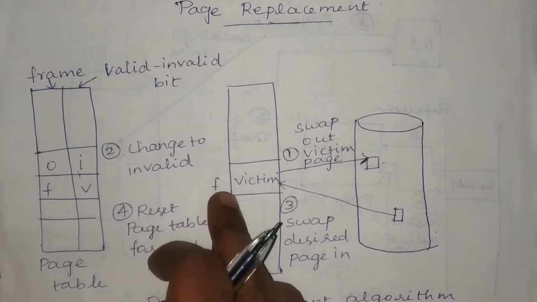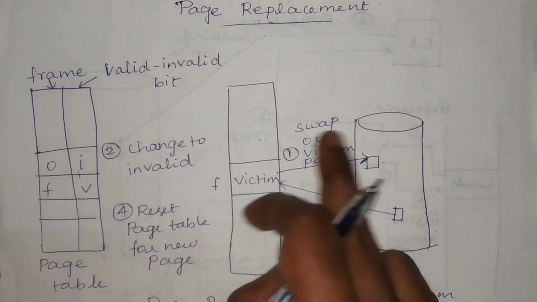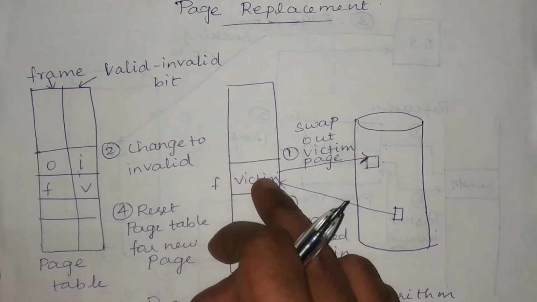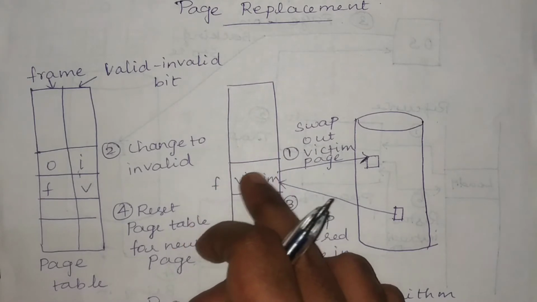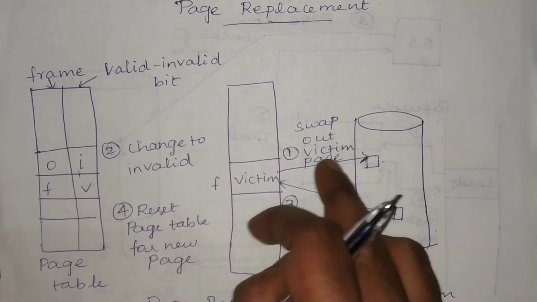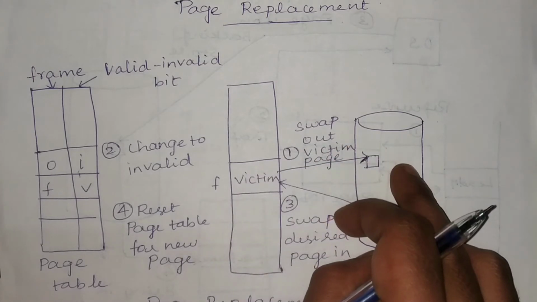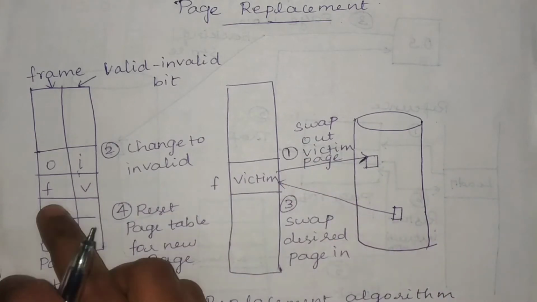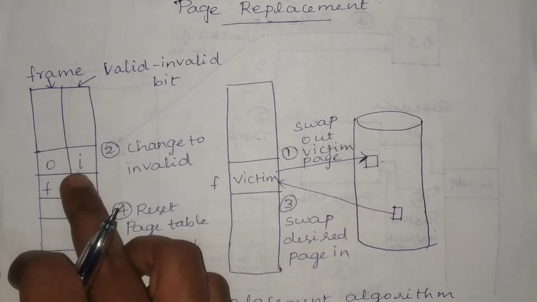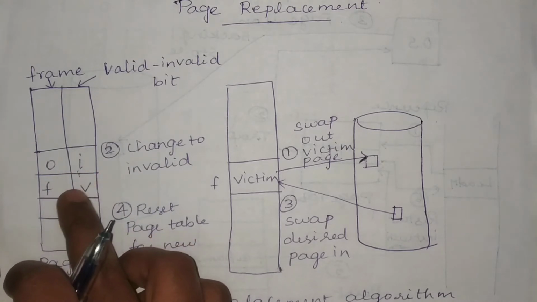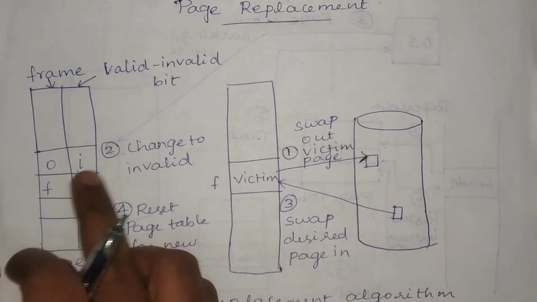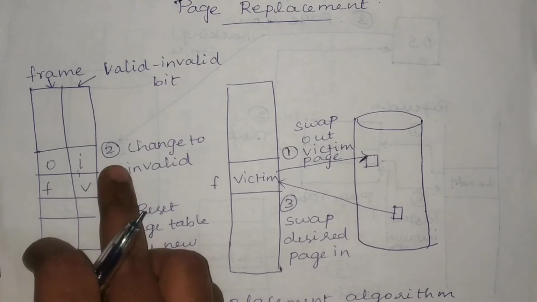Suppose the page is not available, then we go for the swap out operation. Swap out means one of the pages should be selected for replacement. Any frame should be selected as a victim, and that frame should be swapped out from the main memory and placed in the secondary memory. This is the first step. After doing this, the second step is that the page table should be changed, because the page that was already available and set as valid has now been taken out of the main memory, so we need to change that valid bit to invalid.